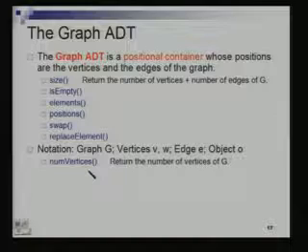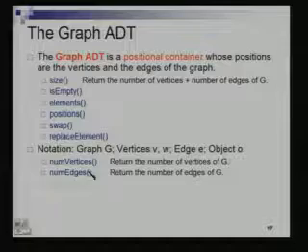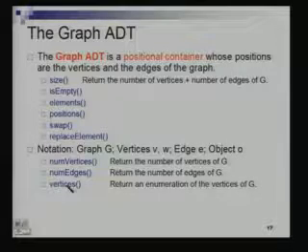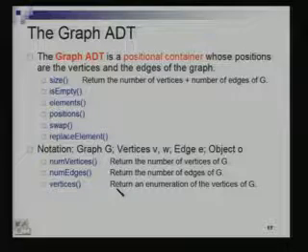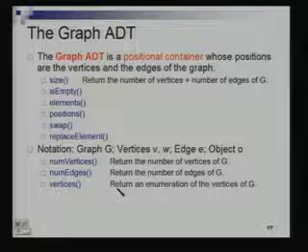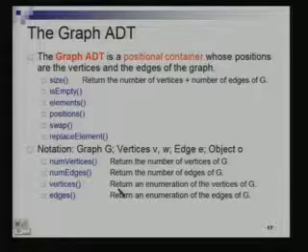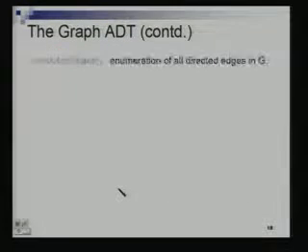Here I have the methods which are specific to graphs. So num vertices could be a method which returns the number of vertices, num edges, the number of edges. Vertices would now be an enumeration of all the vertices, so it would be a method which returns an iterator, which will let you iterate through the various vertices in the graph. Edges could be a method which returns all the edges. Directed edges would be a method, if you had a directed graph, that would enumerate all the directed edges in the graph.